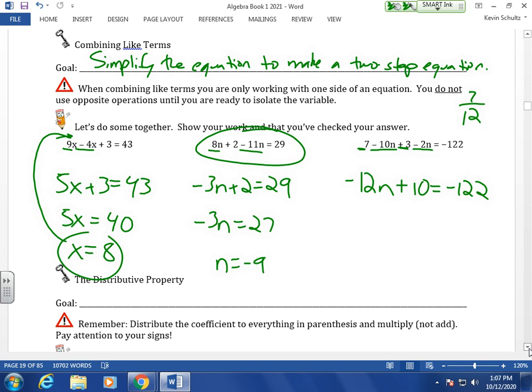Okay. So subtract 10 from both sides. Negative 12n equals negative 132. Divide both sides by negative 12, and we get n to be positive 11.